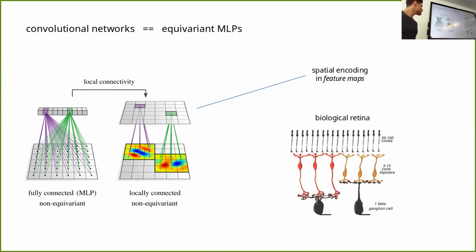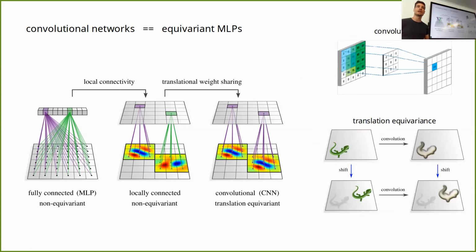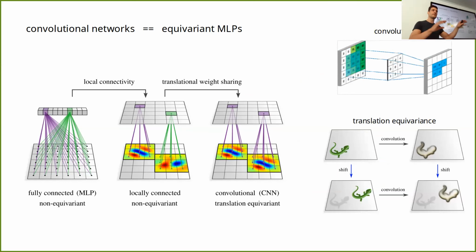But you can choose a local connectivity, which is actually what we also have in our retina. Then you will get that the features are also associated to a certain location in the input image. So your features will also be structured with the same topology as your input space. But there's still no equivariance. To get equivariance, we have to share weights over different spatial positions. And this is then a convolutional network.